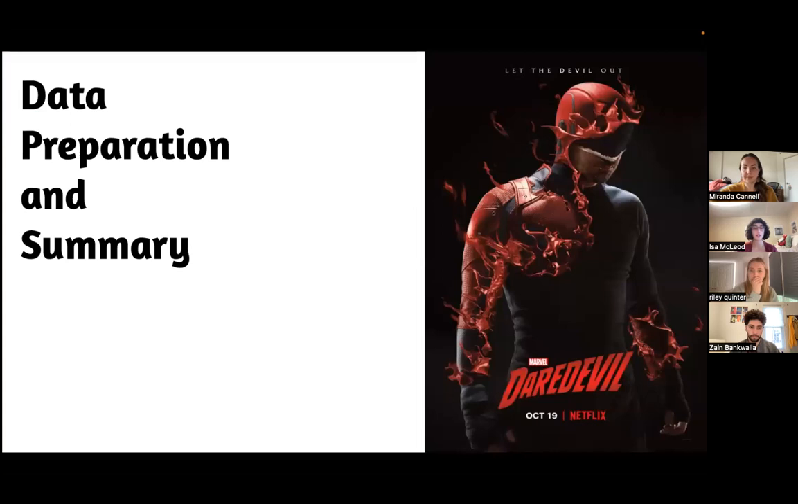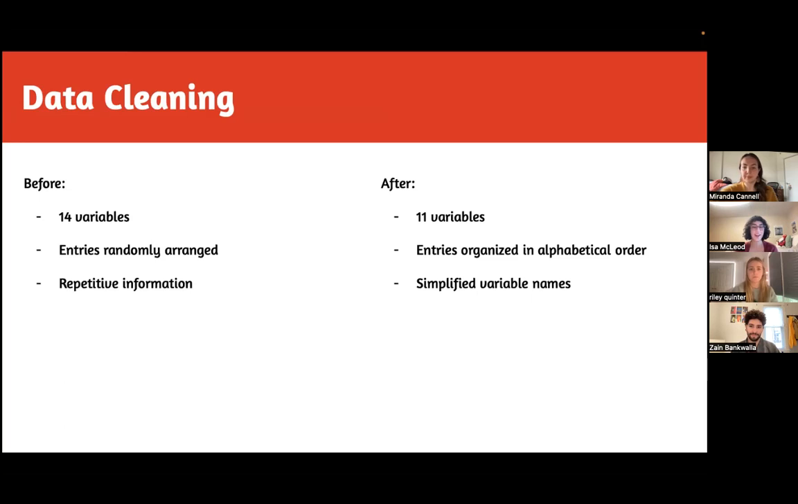For data preparation and summary, we did some data cleaning because our data set needed it. First, we limited the number of variables in our data set since there was some repetitive information. For example, in the original data set, there was a seasons column, a seasons parsed column, and an episodes parsed column. The seasons and episodes parsed columns had the same information as the seasons column, but they were separated to be more easily manipulated. So we were able to do away with the seasons column altogether.